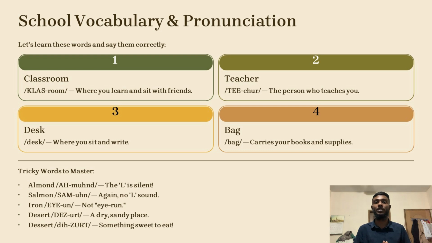Then we have the word iron. But most of the people say it the wrong way. So the correct way would be saying iron. The next one is desert. Desert, which means a dry place, right? And the fourth one is dessert. Dessert. Something that is sweet. So here most of the students get confused: the first one, which I said was desert, they usually say dessert, which means a dry place.